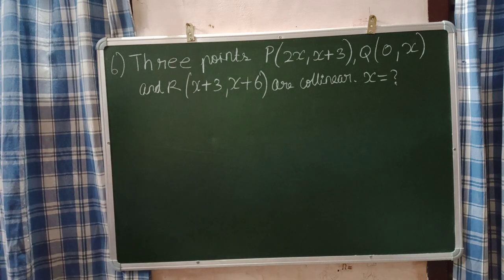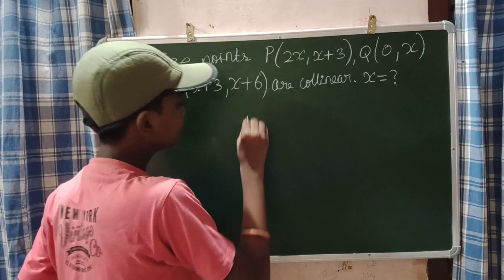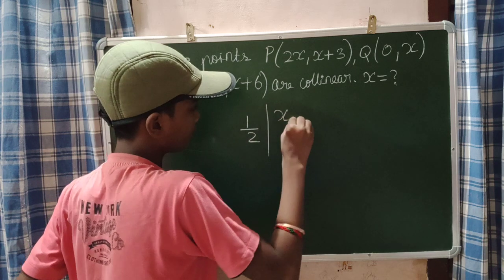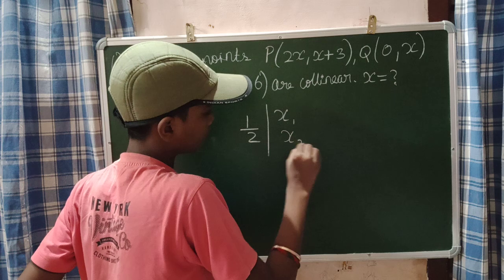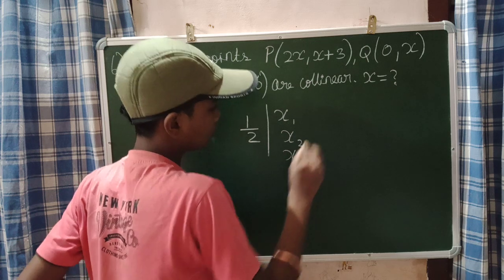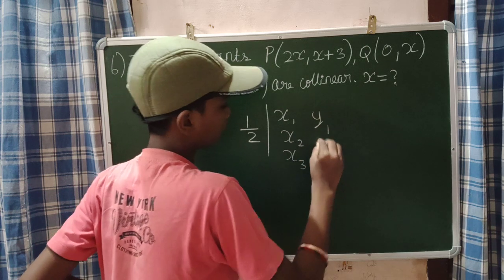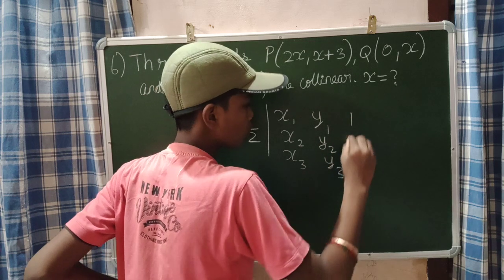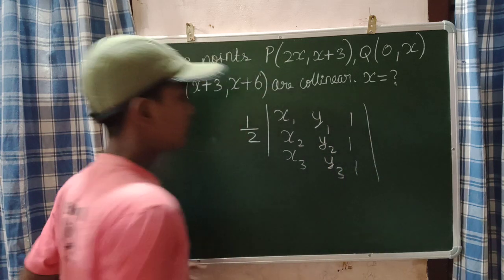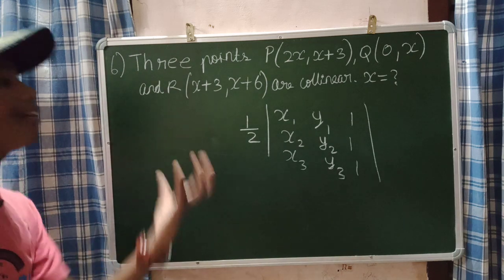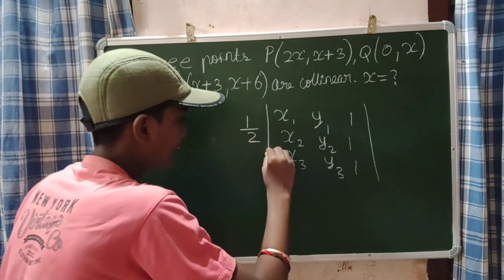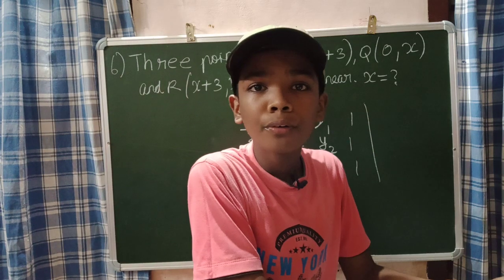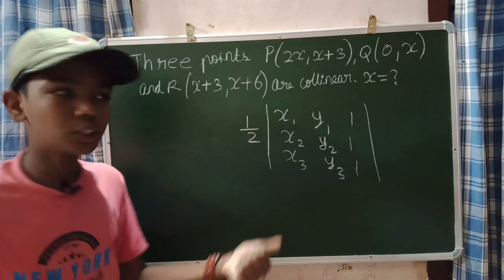So what is the area of a triangle formula? That is nothing but half into the determinant of x1, x2, x3, then y1, y2, y3, then 1, 1, 1. This is the formula which you guys know for the area of a triangle, and you learned this in your 11th standard also. Even 11th standard students can solve this question.